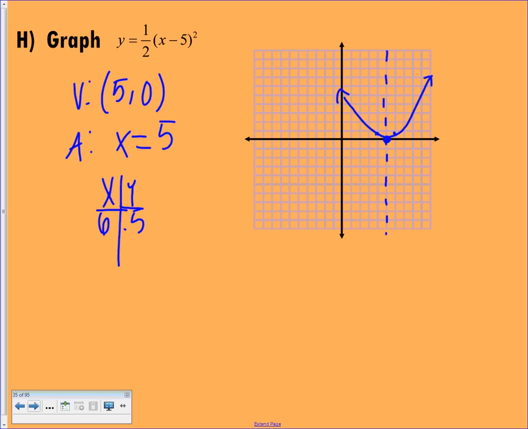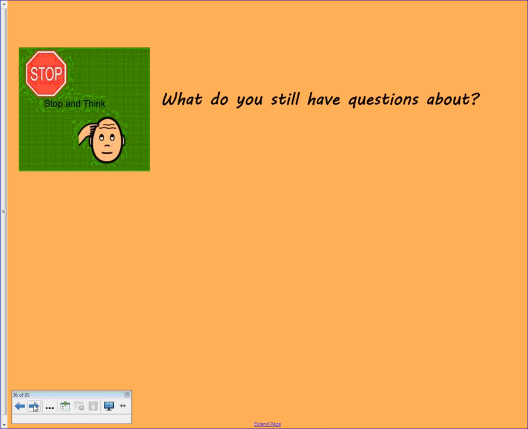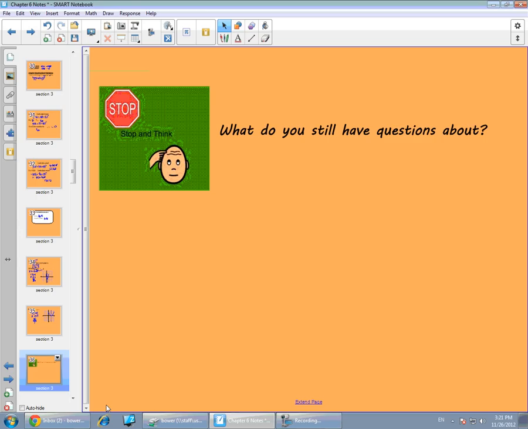If you're ever not sure, go ahead and graph it in your calculator, and that'll help you talk about which way you're shifting these parabolas. So that's the end of my notes. Stop, think, write down what questions you still have. I'm sure you have a lot today, so go ahead, write those down, and we'll talk about them tomorrow.